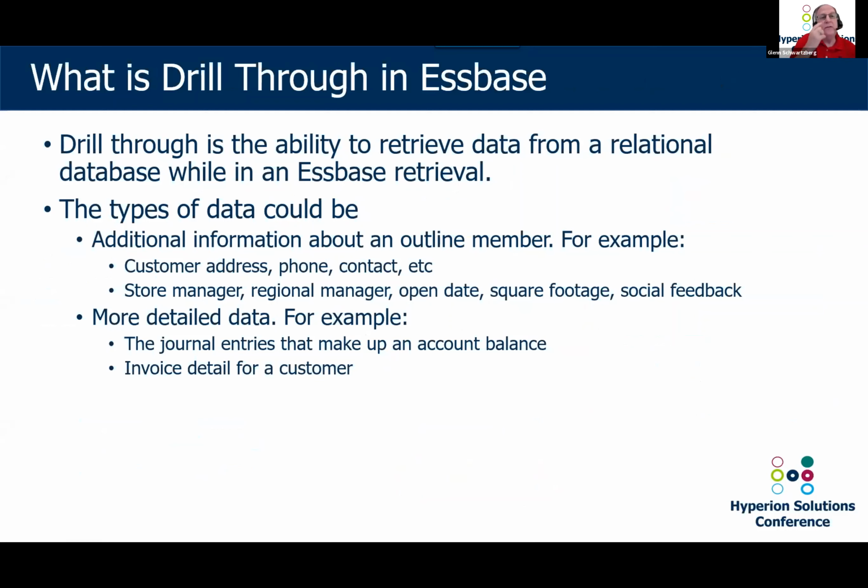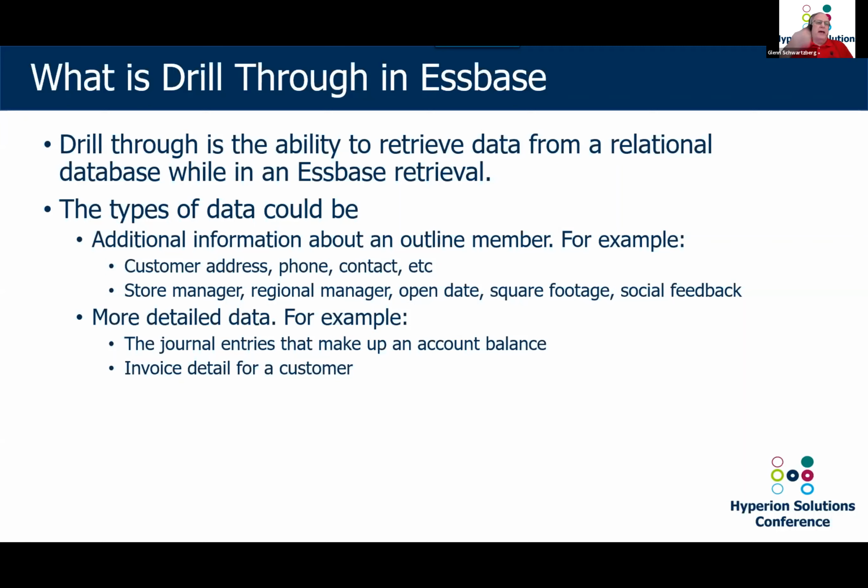So what are the types of data that we could be getting? We could be getting additional information that's not in the cube. For example, if we're on a customer, we can get their address, phone number, contact information, line of credit information, their outstanding balance, all of that kind of information. If we're on a store, we might be able to get who the store manager is, the regional manager, the open date, square footage, things that we typically wouldn't be storing in an Essbase cube.